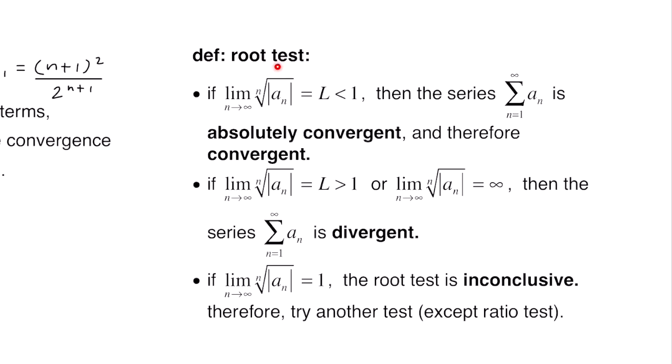Our next definition is the root test. We have 3 different cases similar to the ratio test. What we do is we take the limit as n goes to infinity of the nth root of the absolute value of a sub n. And then when we evaluate this, we'll get L. If L is less than 1, then the original series is absolutely convergent and therefore convergent. Our next case, if we take the limit and evaluate it and we get a number greater than 1 or we get infinity, then the series is divergent. And then finally, if when you evaluate your limit you get 1, the root test is inconclusive, therefore try another test except don't try the ratio test.